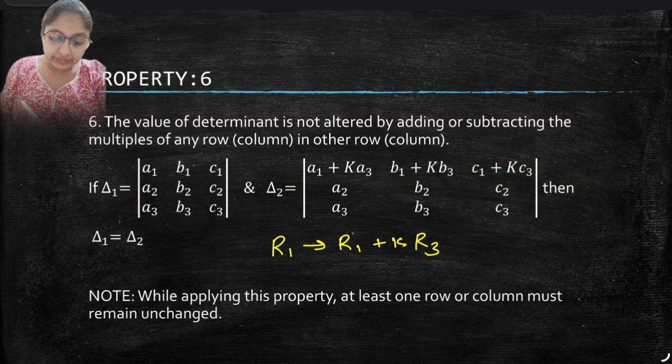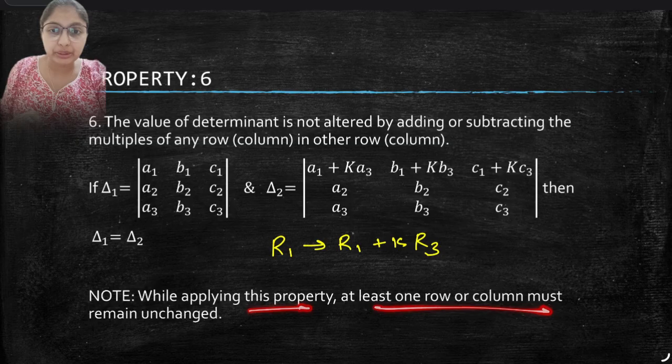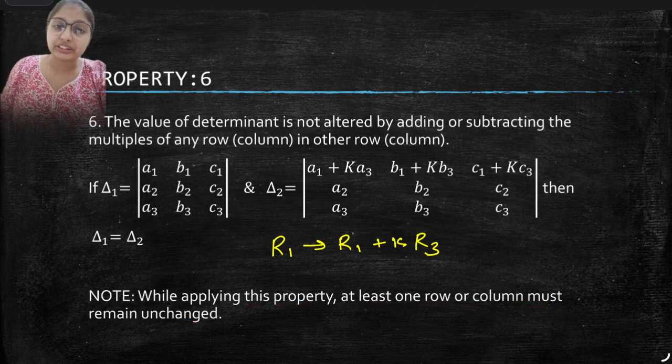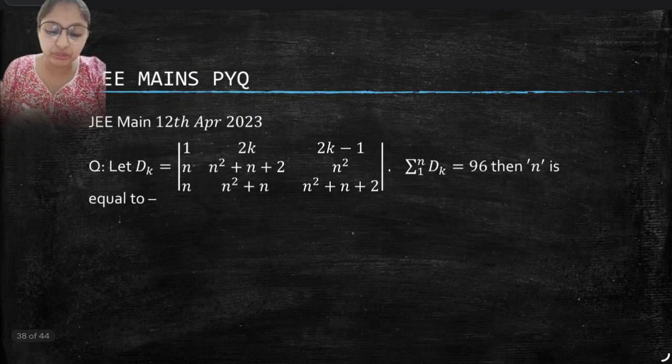Now a remark on this property: while applying it, at least one row or column must remain unchanged. It means we can't change all the rows or columns simultaneously. In that condition the property won't hold. Okay, we'll now solve one PYQ, that is a 2023 PYQ.